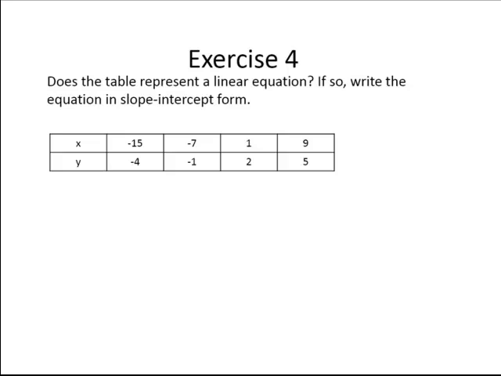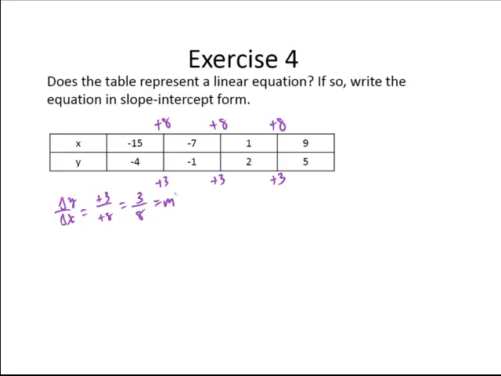Exercise 4, same instructions. Here our x's are increasing by 8 across the table. Our y's are increasing by 3 across the table. So that looks good, so we know it's linear. In fact, delta y over delta x is positive 3 over positive 8, 3/8. And that's our m value.